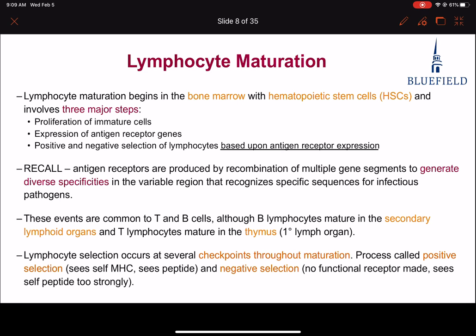All right. Okay, so we do this so we can generate lots of specificities, the diversity of the immune response that is not specific per cell. This starts out in your primary lymphoid organs, the bone marrow and the thymus. T cells complete all of it in the primary lymphoid organs. B cells finish it out in a secondary. And then we have those different checkpoints through the maturation process just to make sure that the T cell receptor or the antigen receptor is functional and that we can eliminate anything that is self-reactive.